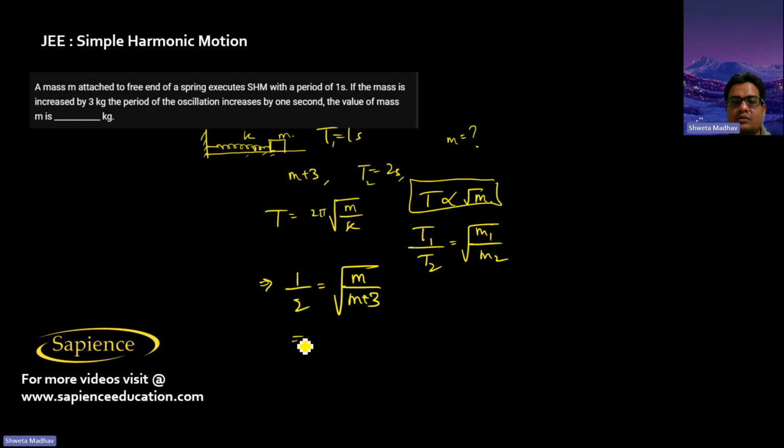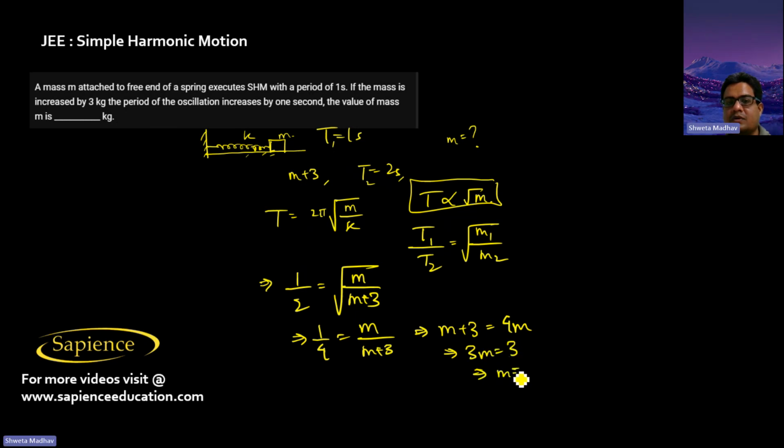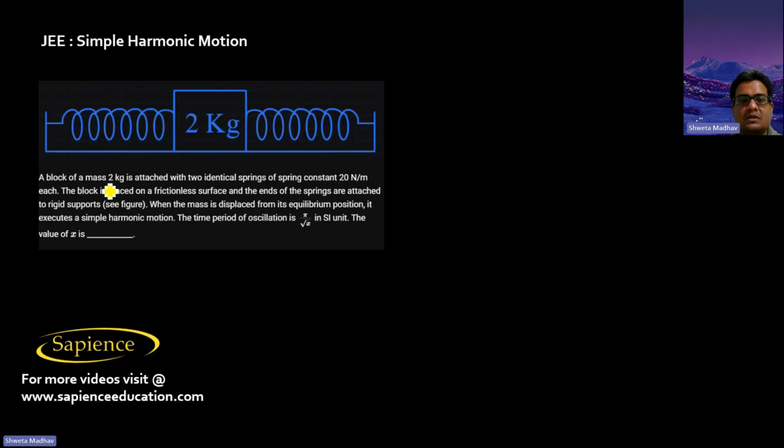Then you can square both sides. So it will be 1 by 4 equal to M by M plus 3. So M plus 3 is equal to 4M, 3M is equal to 3, so M is equal to 1. So the value of the mass M is 1 kg. 1 is the answer.